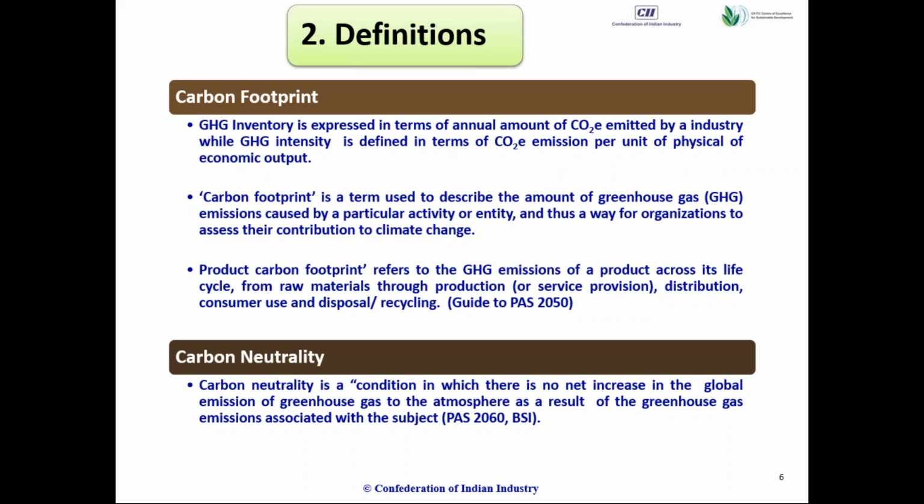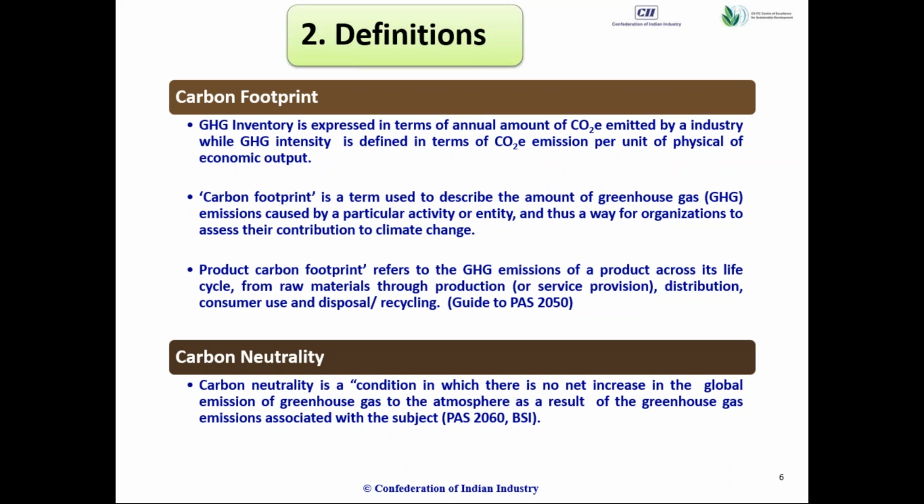So when we talk about GHG emission inventory, we talk about a GHG emission inventory for an organization. So we have a refinery or we have a steel plant or a cement plant. The total amount of GHG emissions emitted from the cement plant would be its carbon footprint. We will look into further details of inventory in the subsequent slides.